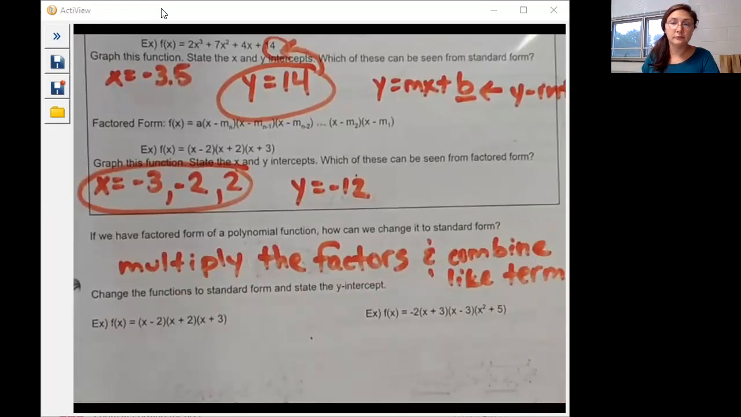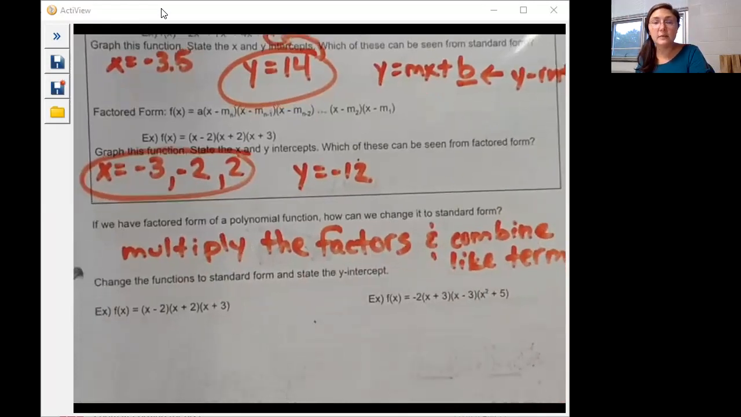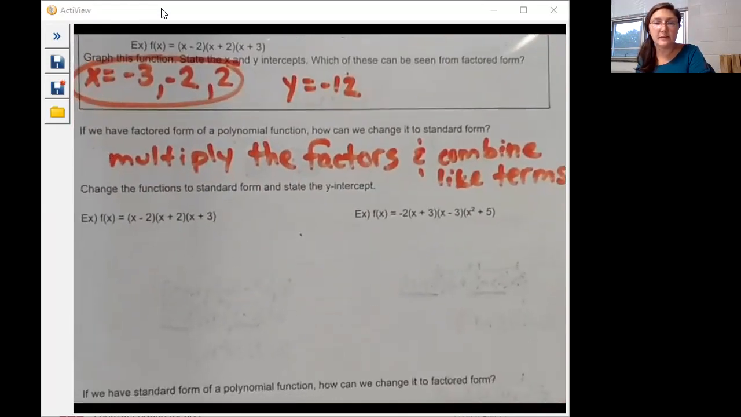That's it. Okay, we're just going to multiply here. So this is back to what we did at the very beginning.